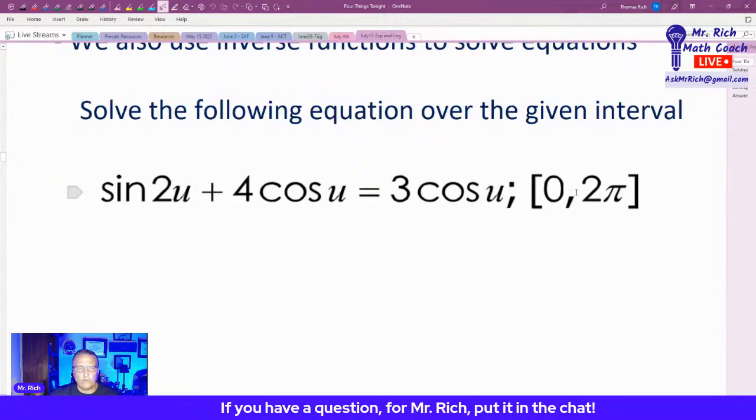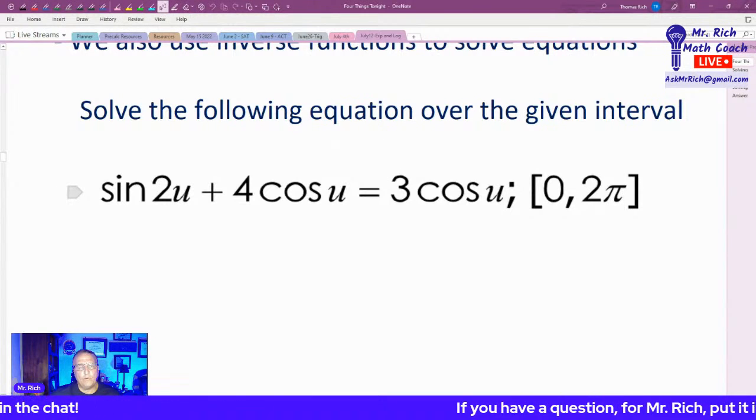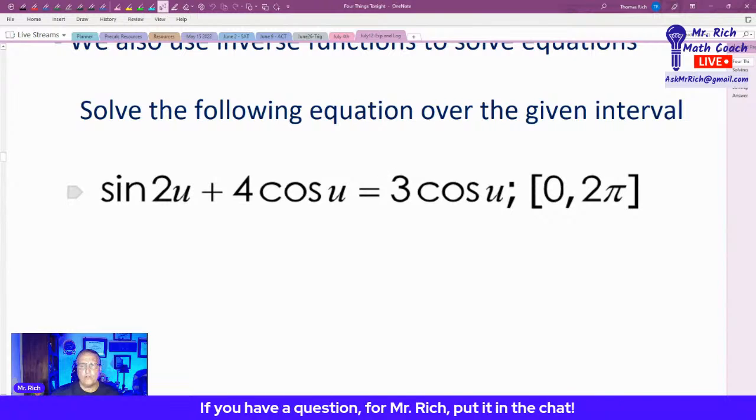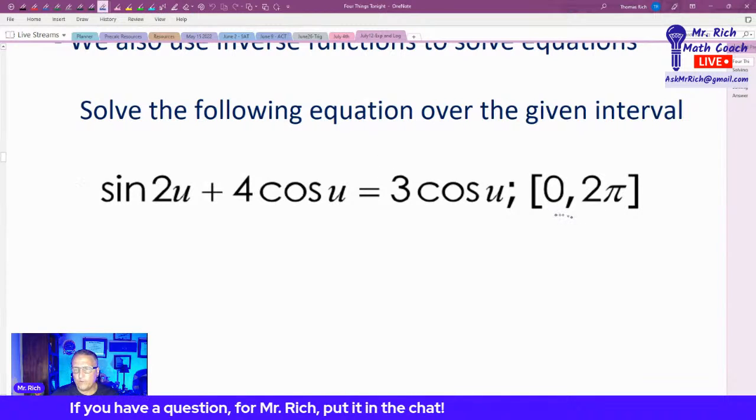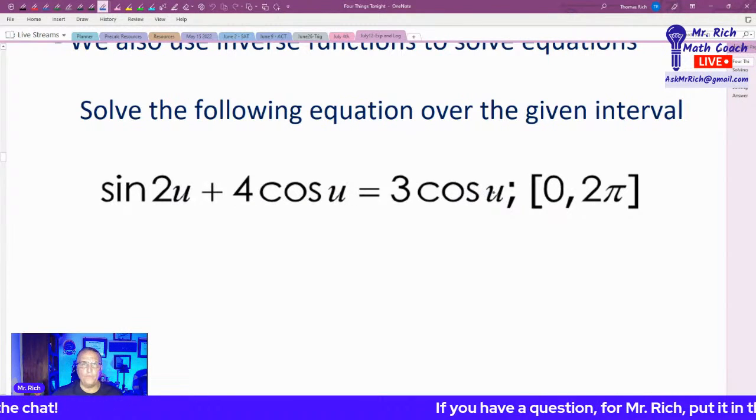And so I'm assuming that if you're watching this, that you've probably taken pre-calculus, and one of the things you had to do in pre-calculus is you had to solve trig equations. And I want to show you how we used inverse functions to solve trig equations. And here we've got an equation that we want to solve over the given interval of 0 to 2 pi. And that is sine of 2u plus 4 cosine u equals 3 cosine u.